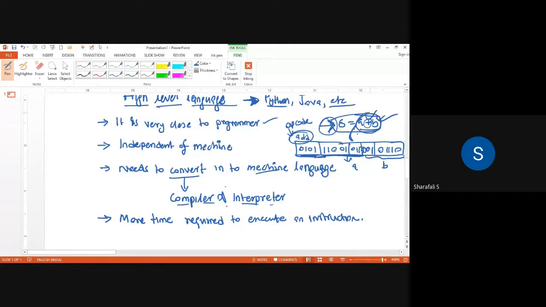This A plus B has to be converted into this kind of binary code. The code we write in the high level language has to be converted into machine language, into the binary form. And here we use compiler or interpreter. So how these compilers and interpreters are different, that we will discuss now.